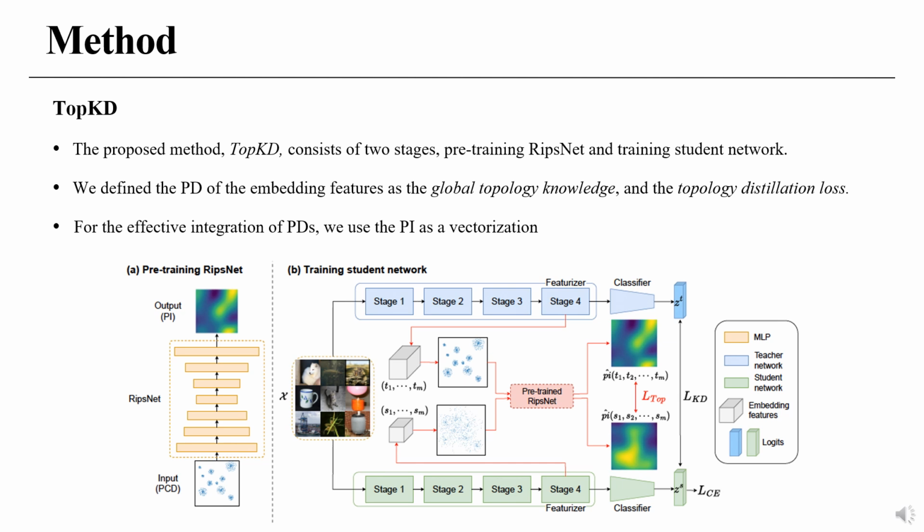Here, we design to transfer the persistence diagram of teacher embedding features as knowledge and define this as the global topology knowledge. Furthermore, for effective integration of persistence diagrams, we use persistence images as a vectorization, which can strengthen the global features by steering the influence of persistence.